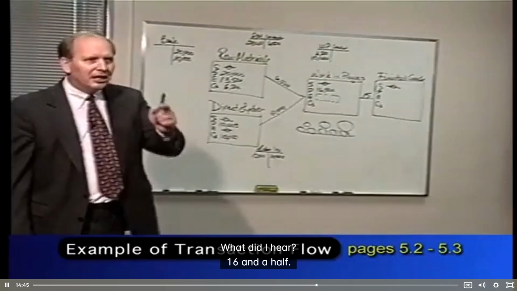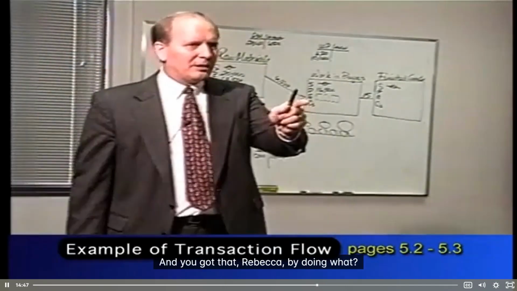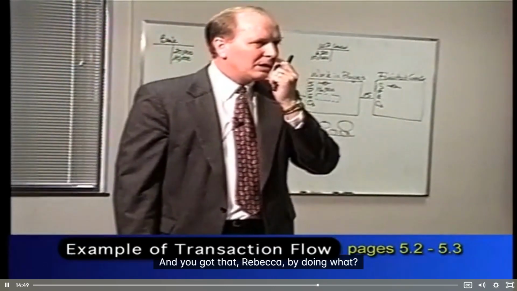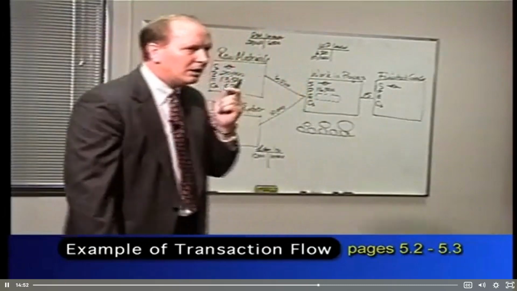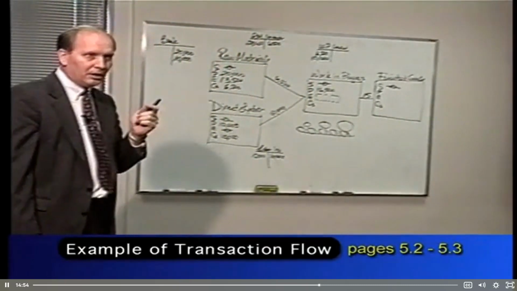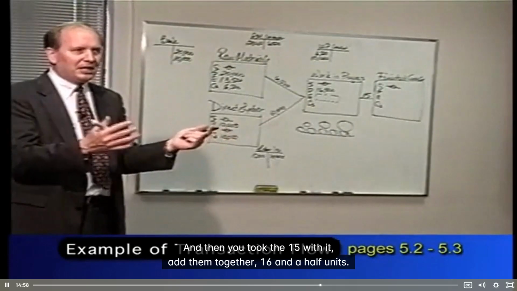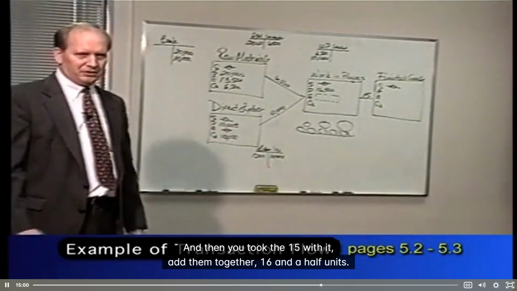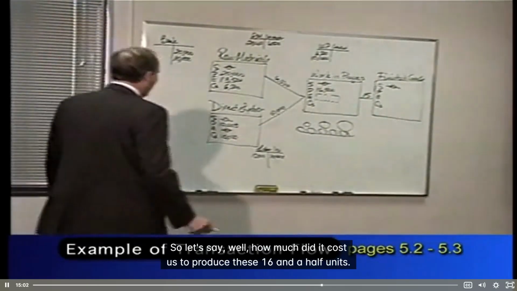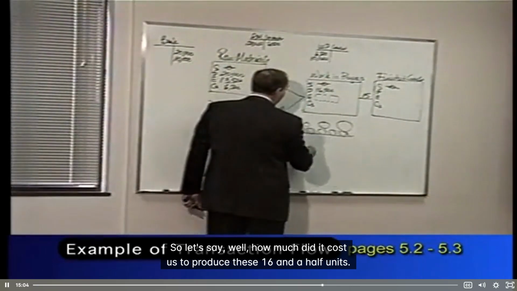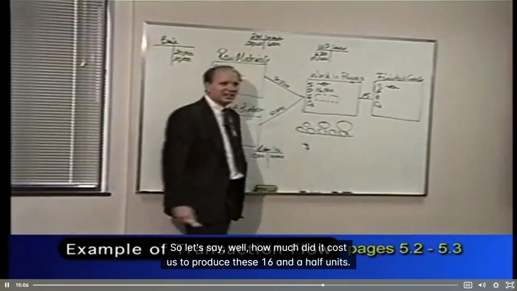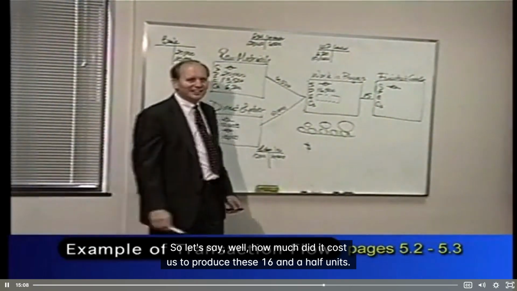What did I hear? 16 and a half. And you got that, Rebecca, by doing what? Average step 3 and count as 1.5. Very good. And then you took the 15 with it, add them together, 16.5 units. Okay? So let's say, well, how much did it cost us to produce these 16.5 units?